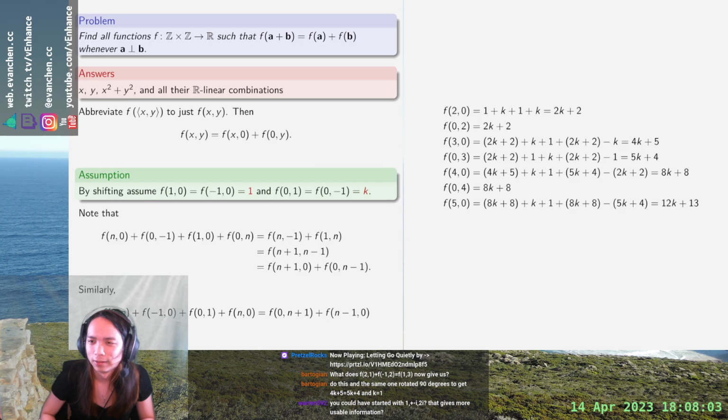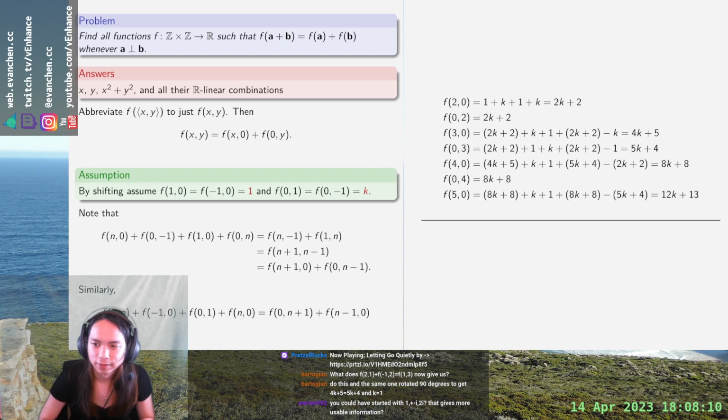Oh my god, equations. So many equations. And the same one rotated 90. Is that... Oh god, I can't keep up.